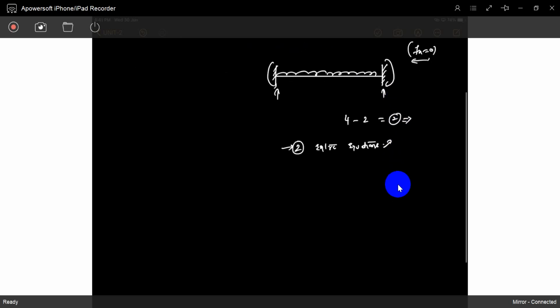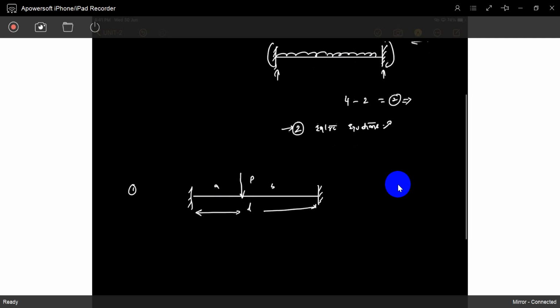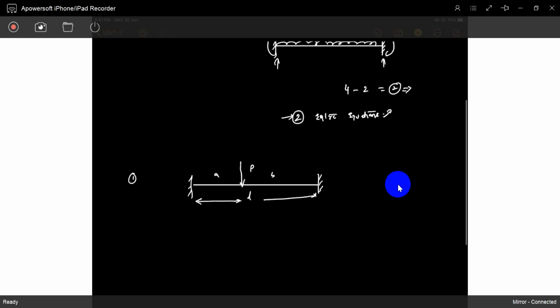Take one by one. For a simply supported beam, a load P is there at some distance, this is a, this is b, and the total length is L. So how will it deflect?